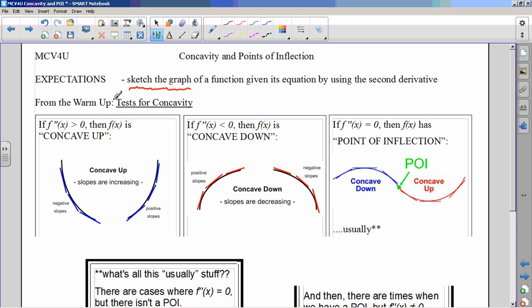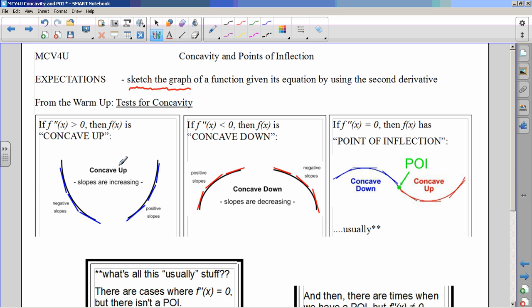Okay, so from the warm up, we see a couple of things. We see that if the second derivative is positive, we call that concave up. That's the smile shape. And again, we could think of it as the second derivative being the rate of change of the first derivative. And that's true. The first derivative, remember, is just the slope of the tangents, right?